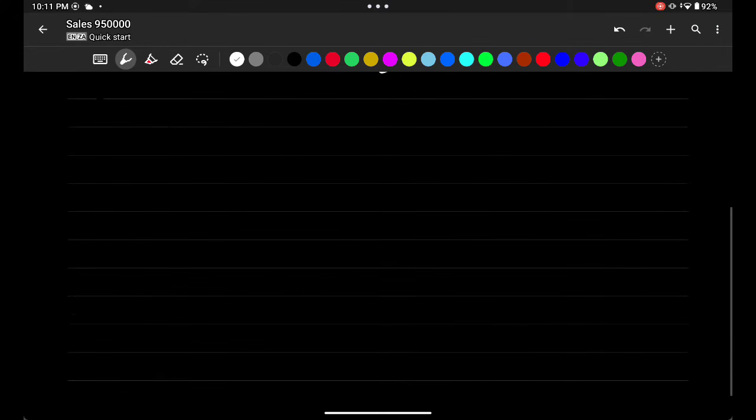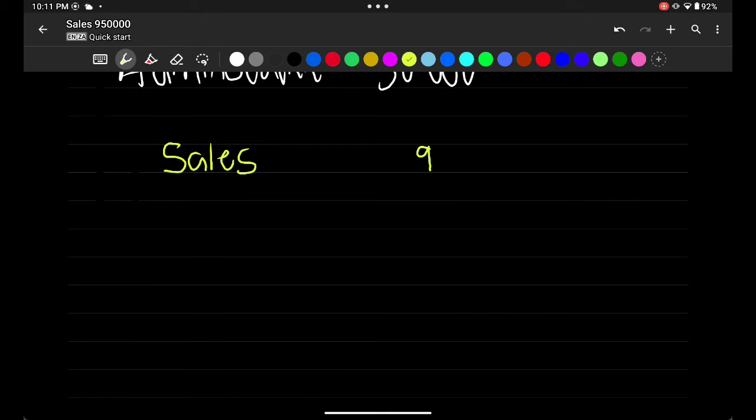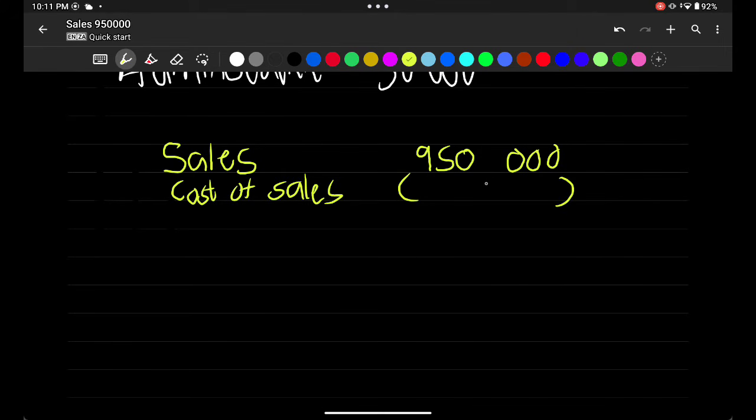So the first thing in an income statement we need to do is to say sales, right? And we need to put a figure now. Your sales amount is 950,000. Then we need to work out your cost of sales. This is the format of the income statement. The cost of sales figure, we're going to minus it. But here's the thing, we do not know the cost of sales figure.